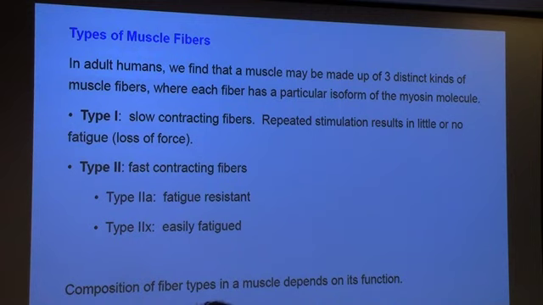There is type 1, which is slow contraction fibers. If you give it a stimulus, it will contract very slowly. There is also type 2, which is faster contracting fibers, and those will contract very fast. It also has two subtypes, 2A and 2X. The 2A is resistant to fatigue. The 2X will get fatigued very easily.